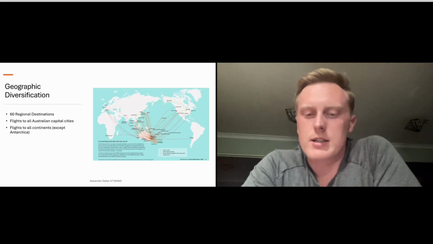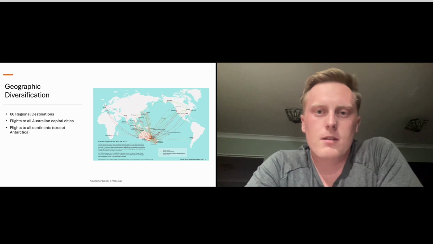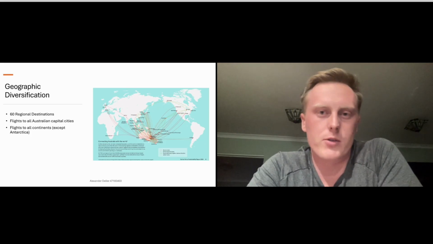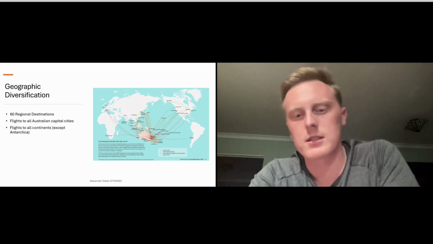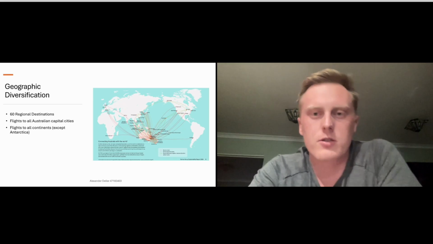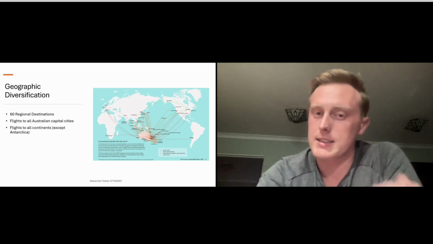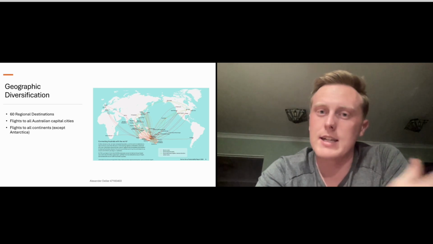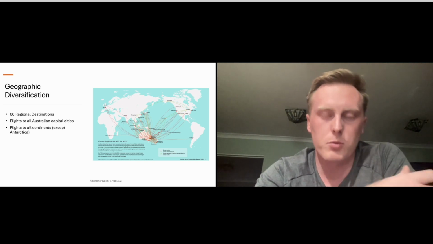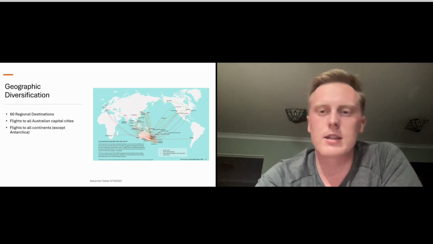Geographic diversification. Geographic diversification is simply the currency spread that an MNC has by virtue of its operations in the international marketplace. So Qantas flies to 60 regional destinations, has flights to all Australian capital cities, and flights to all continents except Antarctica. Now, the scope of its international operations therefore means that it has quite a diverse portfolio of currencies that it has accepted as payments for its services.